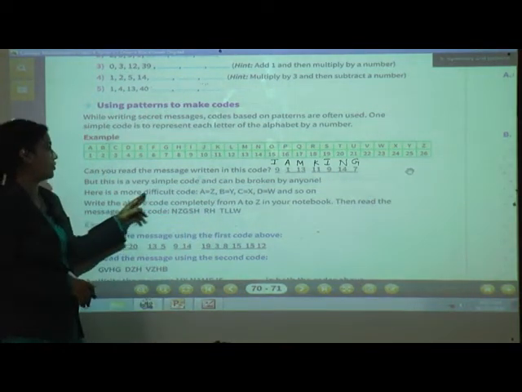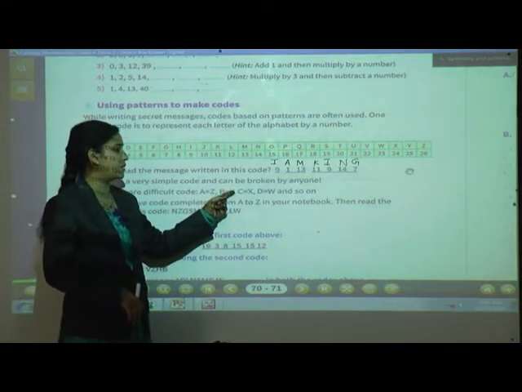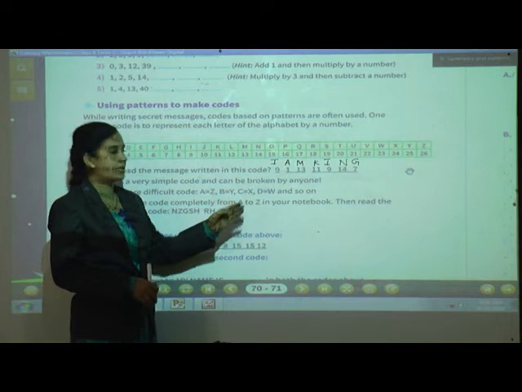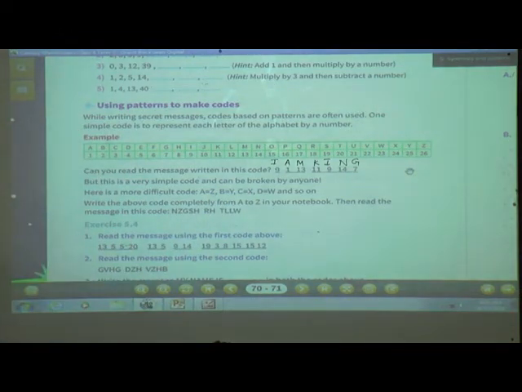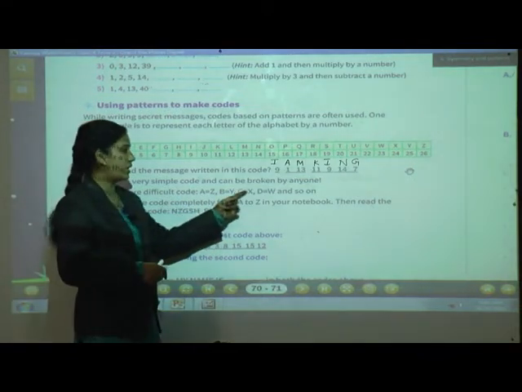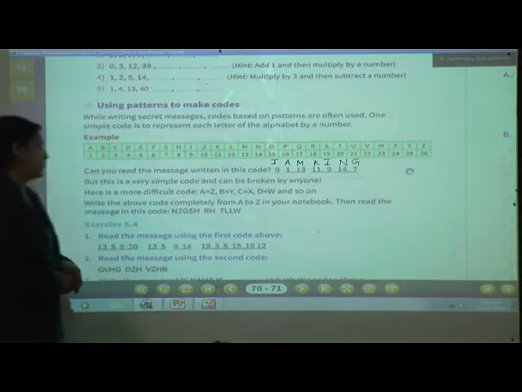So here is a more difficult code. See, A is equal to Z, B is equal to Y, C is equal to X and so on. Students, write the above code completely from A to Z in your notebook. Then read the message in this code. Okay, so you just write this code in this way and read this message. Try to read this message.